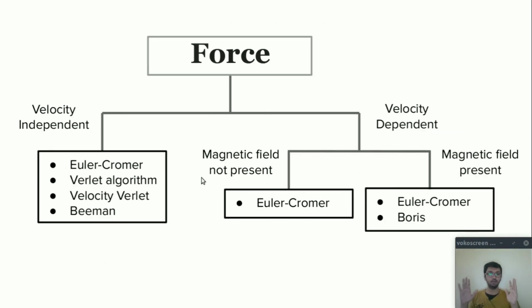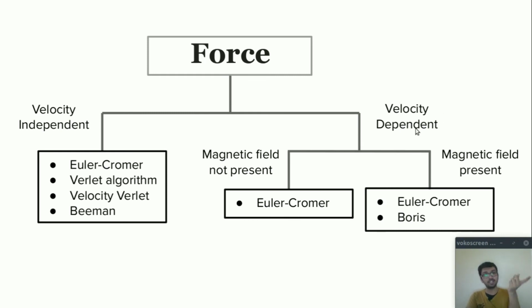Before we go to the application part, here is the brain map. If you have any kind of force, the first thing you do is classify it. The first classification is to check whether it is a velocity independent force or a velocity dependent force. If it is a velocity independent force, then you can use these four algorithms: Euler-Cromer, Verlet algorithm, velocity Verlet, and Beeman's algorithm. In this course, I haven't covered the velocity Verlet algorithm.